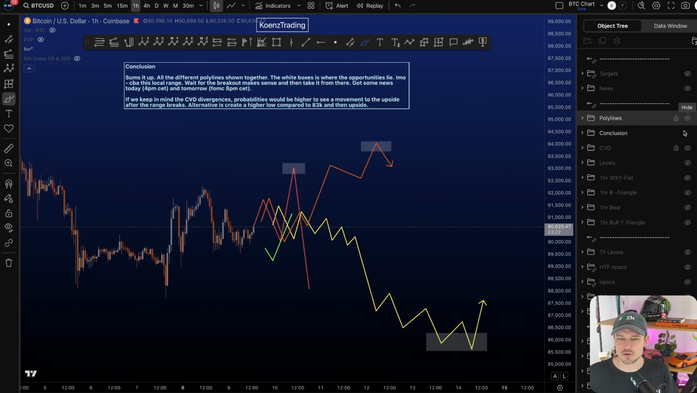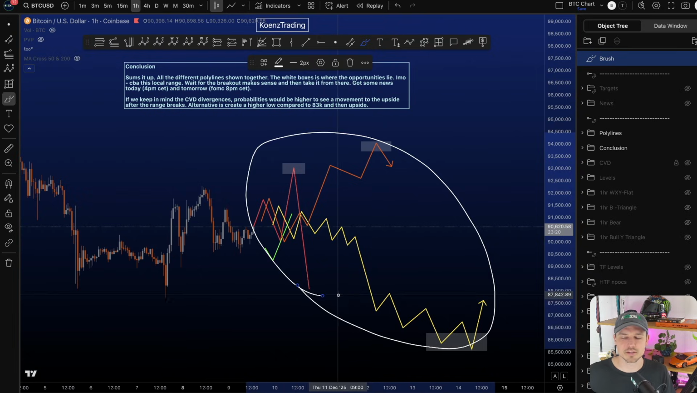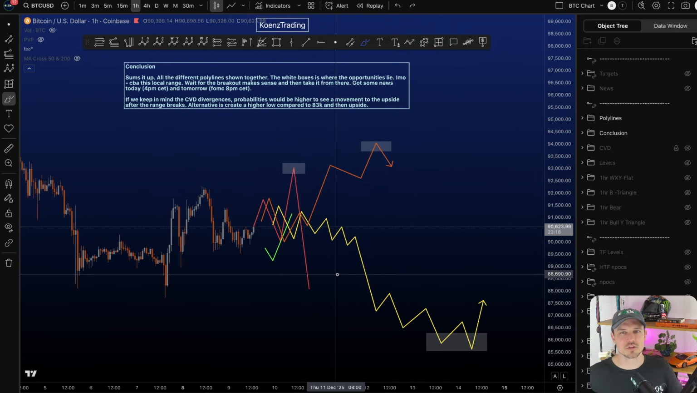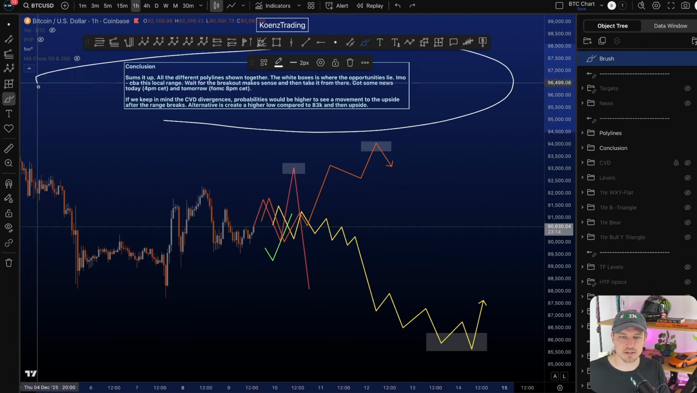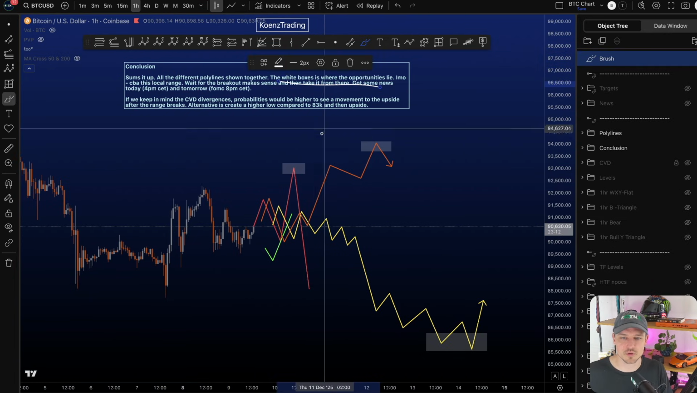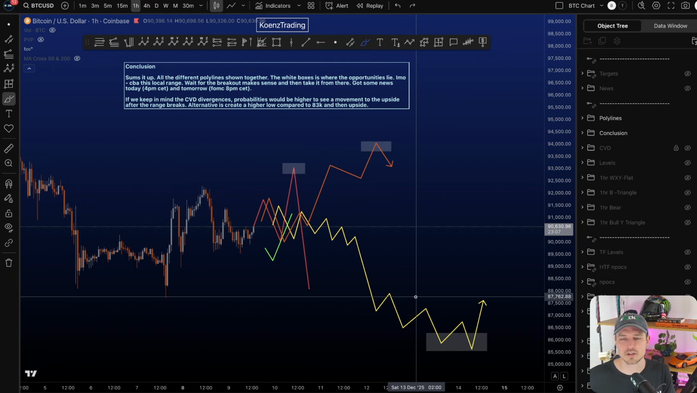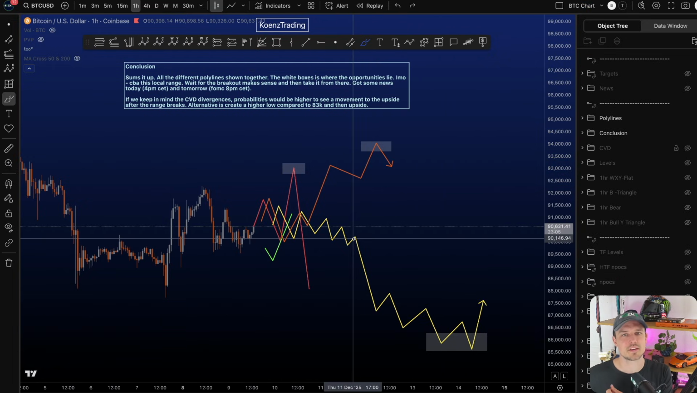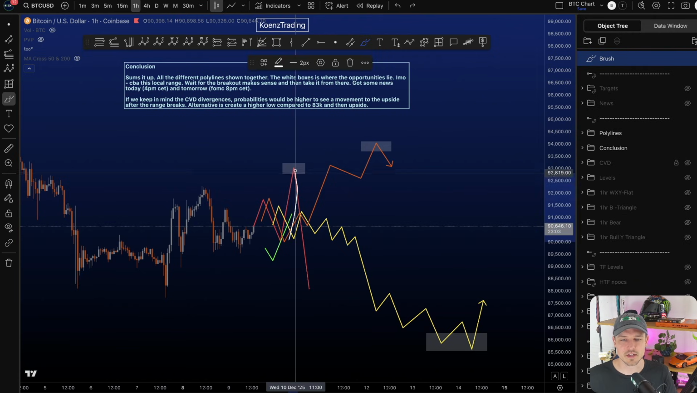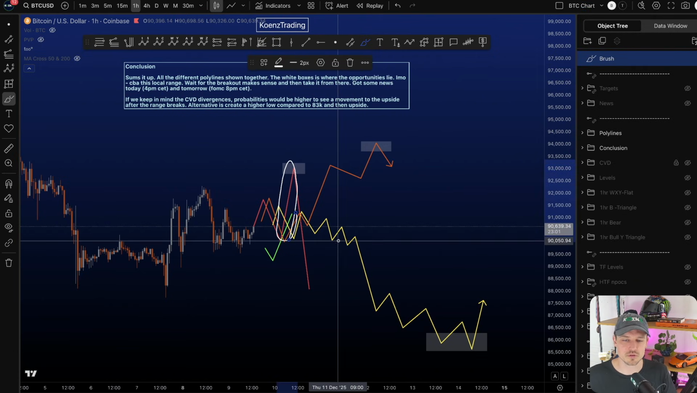And then we get to the conclusion and the polylines. The polylines is basically a visual representation of the expected price action per Elliott Wave scenario. And as I write in the text box here, the white boxes on my chart, these three here, is where great opportunities lie. And that has to do with the trend and turn methodology. This move to the upside would be most likely an impulse.